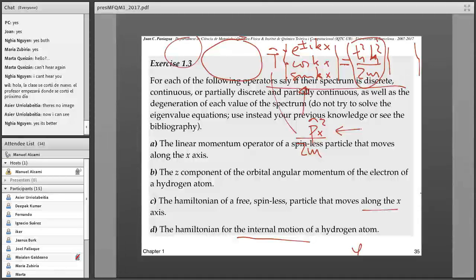And finally, for the hydrogen atom, we have already commented that the spectrum has two parts, a negative discrete part and a positive continuous part: bound states and collision states, unbounded states. Well, these are examples of different types of spectrum.